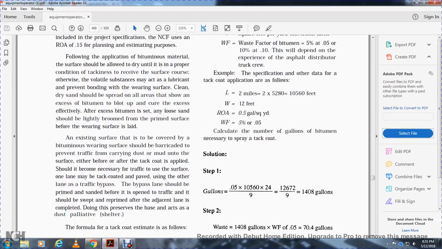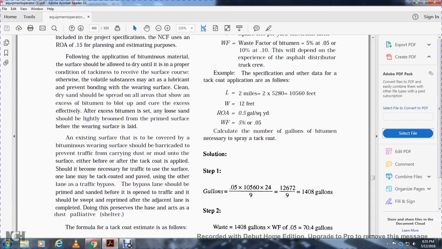If it is necessary for traffic to use the surface, one lane may be tack coated and paved, using the other lane as a traffic bypass. The bypass lane should be primed and sanded before being opened to traffic, and it should be swept and re-primed before the adjacent lane is completed. Doing this preserves the base and acts as a dust palliative.